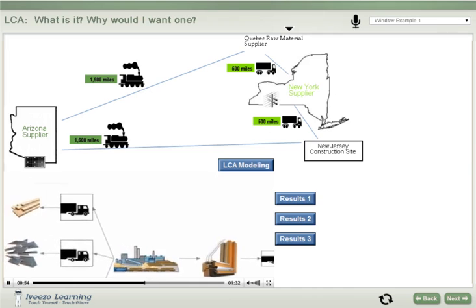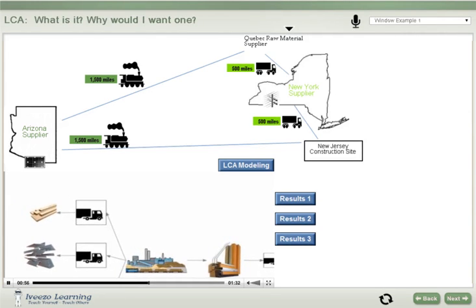Finally, the raw materials for each supplier would be modeled. Let's assume for simplicity that both suppliers buy their raw materials from the same companies, all located in Quebec, and that the New York supplier trucks these to its manufacturing facility in New York, and the Arizona supplier uses trains. These two different shipping models and distances would be reflected appropriately in the LCI data of each model.